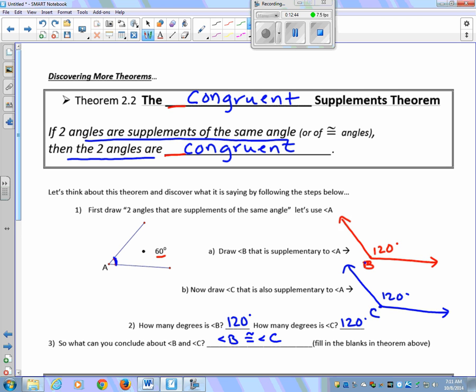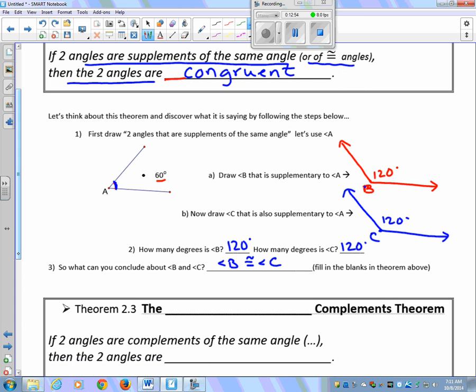Now this little parenthesis here says if two angles are supplements of the same angle or of congruent angles. So in other words, if I did this same exercise and I said angle A is 60 degrees and angle D is also 60 degrees. So now these two angles are congruent. A and D are congruent to each other.